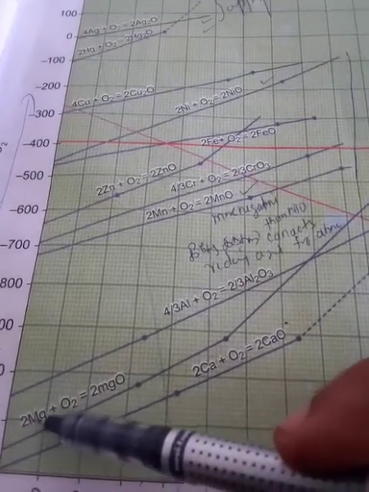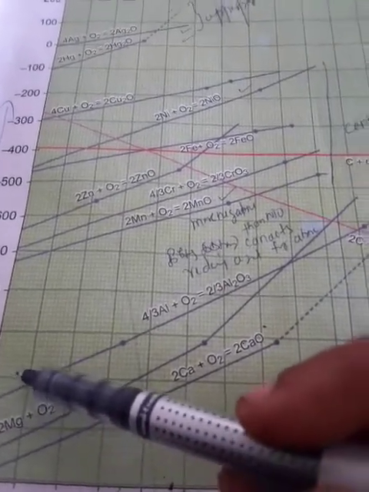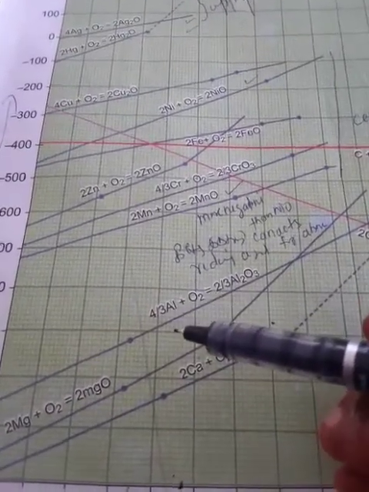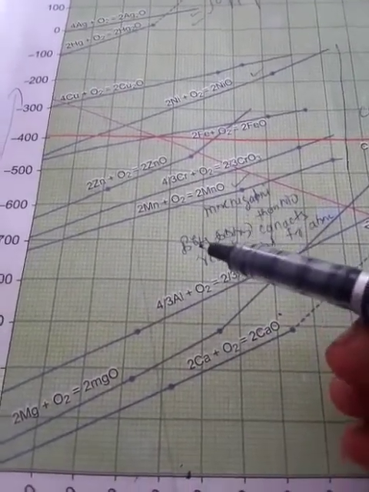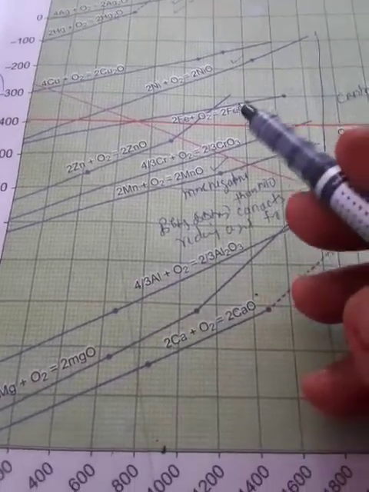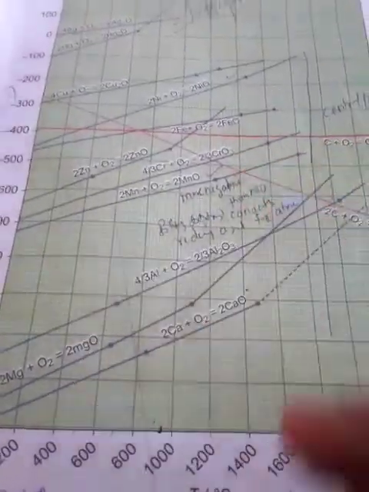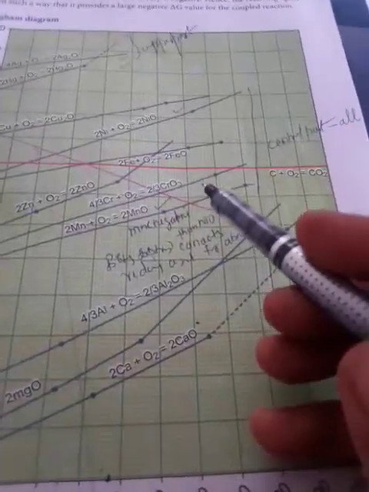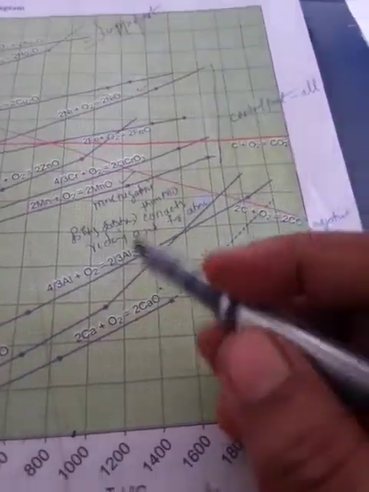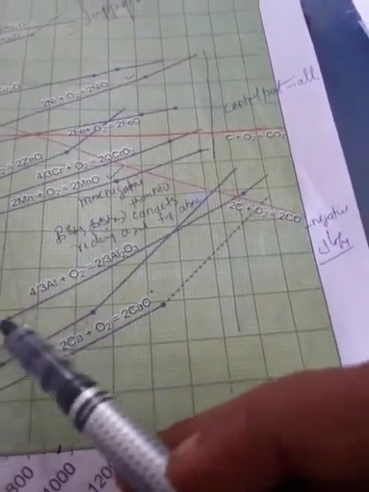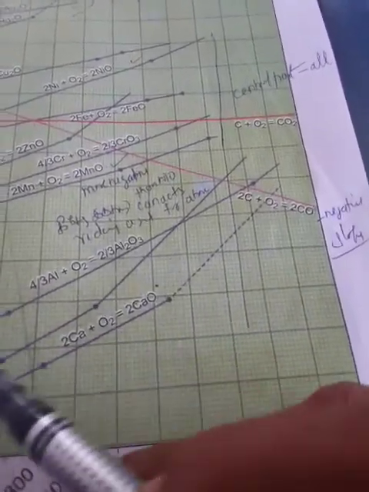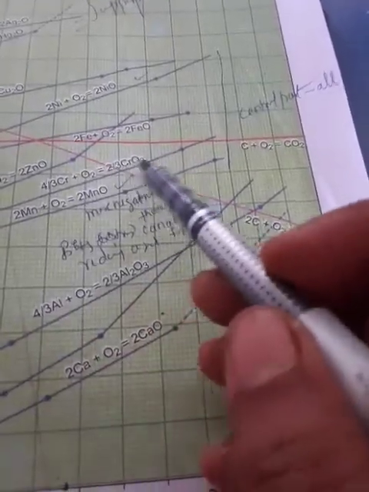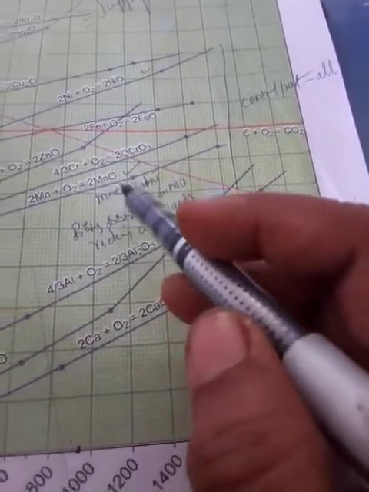So it indicates that any metal can reduce another metal oxide which is located above it in the diagram. The main point is this only. Any metal can reduce another metal oxide which is located above it in the diagram. For example, take aluminum oxide, Al2O3, it is kept below. See, chromic oxide, CrO3, is kept above.